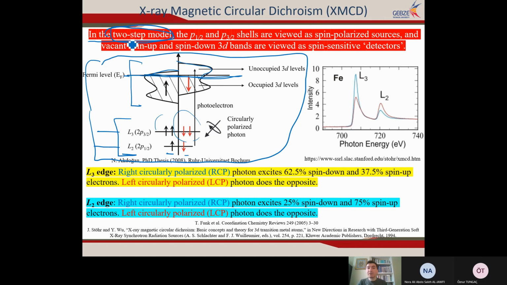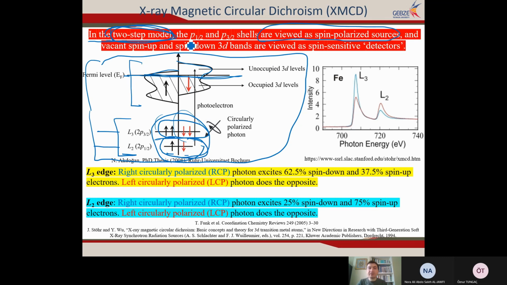So then what about the two-step model? In two-step model, the 2p3/2 and 2p1/2 levels or shells are viewed as spin polarized sources. So what we mean with spin polarized sources, here we have spin up electrons and spin down electrons in the 2p levels, okay? So these are the electrons. And these levels are considered as source of electrons, okay?